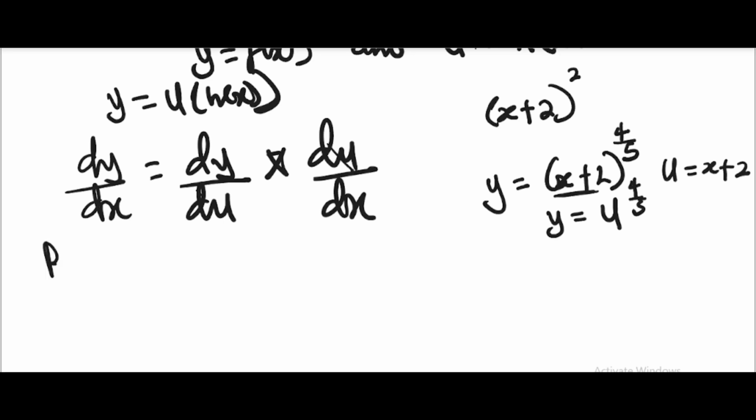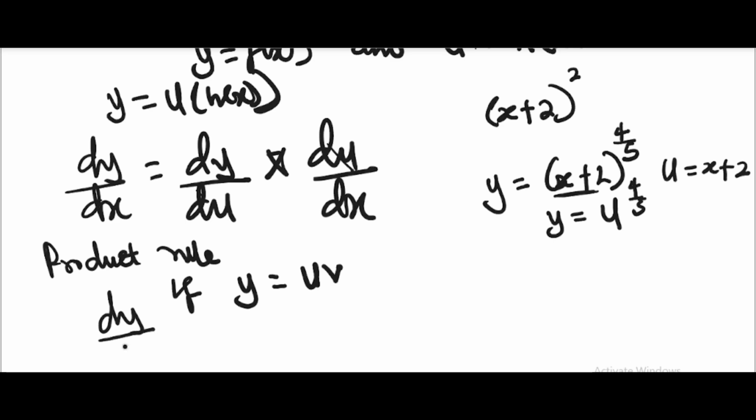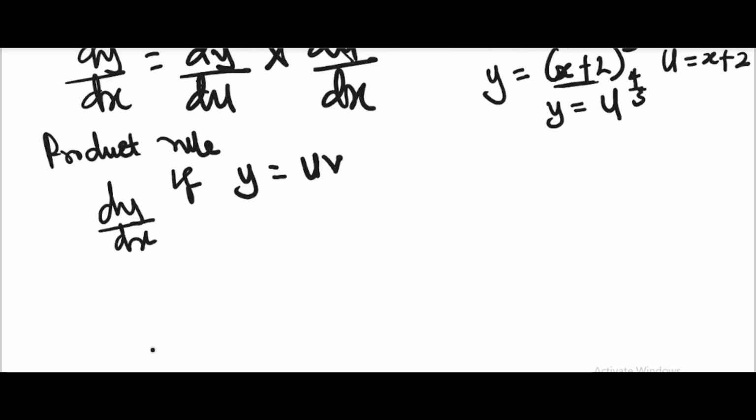The product rule is saying that if the function y is equal to uv, where u and v are functions of x, then dy/dx is going to be equal to v du plus u dv. Of course, it's with respect to x.